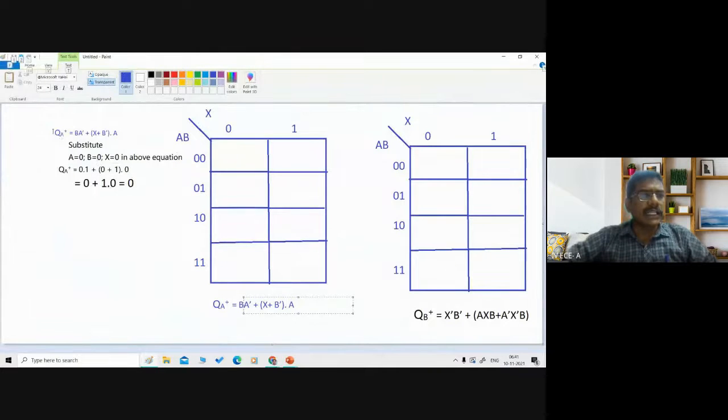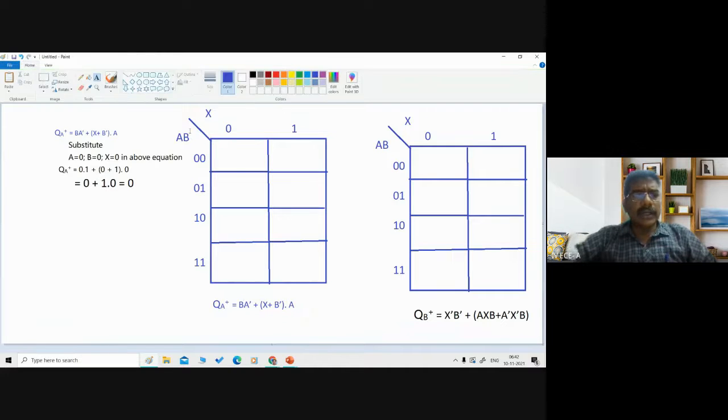So this is the equation we got. We have to substitute A equal to 0. So this is a table. From this table we have to obtain the condition for A equal to 0, B equal to 0, X equal to 0. Now I'm going to calculate the value for this Q A plus.